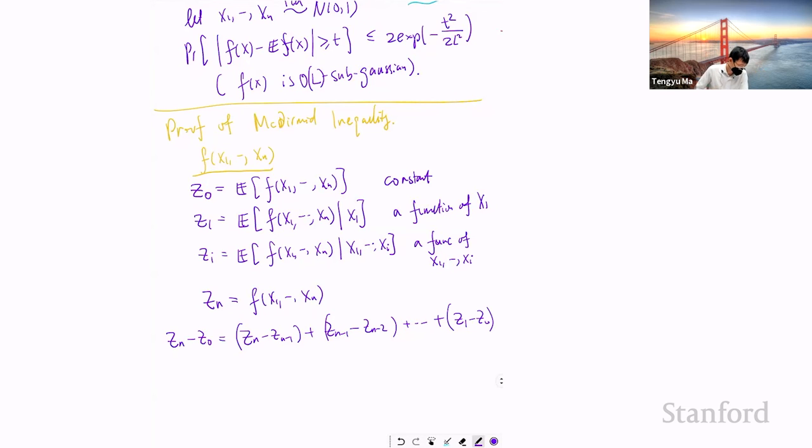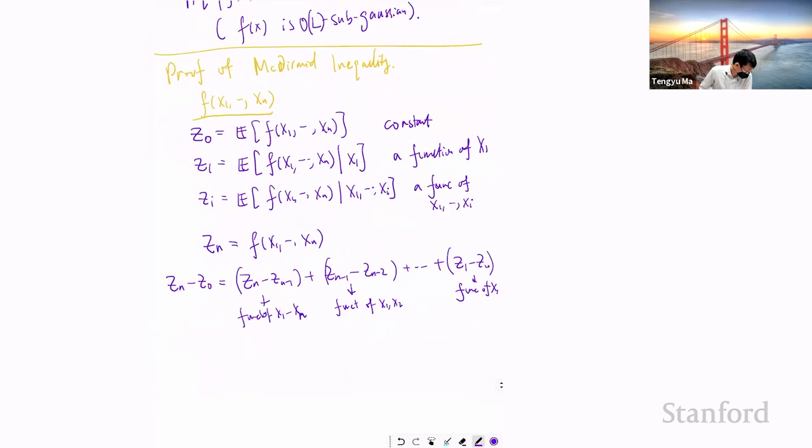So if you look at this, this is a function of x1, and this is a function of x1 and x2, and so on and so forth. And this is a function of x1 up to xn, so this depends on all the random variables. Okay, now let's see what we know about each of these zi minus 1.